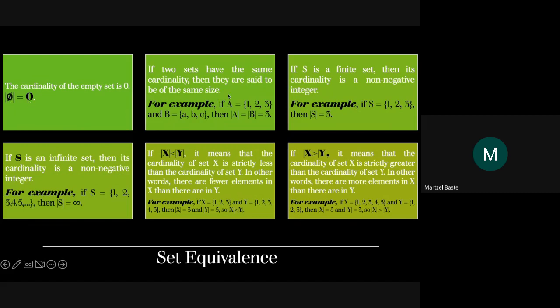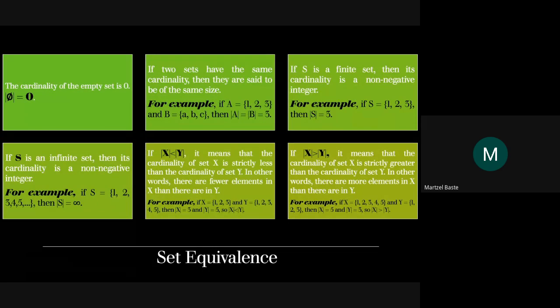Now, how about if the sets are less than, greater than, or equal? How do we know that? If there are two sets that have the same cardinality, meaning they have the same size regardless of the members, then we call them equal sets. So this is the example. Let A be a set with members 1, 2, and 3, and let B have members A, B, and C. Then the cardinality of A and B are both equal to 3.